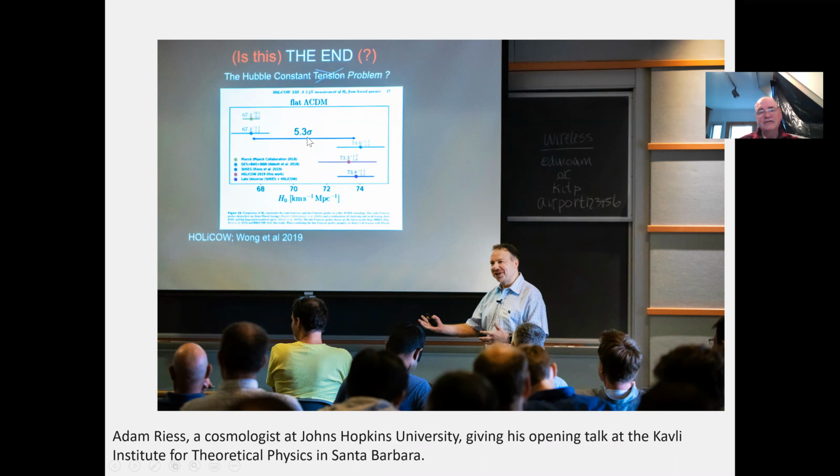How many standard deviations? Here is the cosmic microwave data up here. Here's Riess's and the distance ladder people down here. And the statistical difference between them is 5.3 sigma. And that's just in two different universes. They both can't be right. The probability is, so there's a real problem.